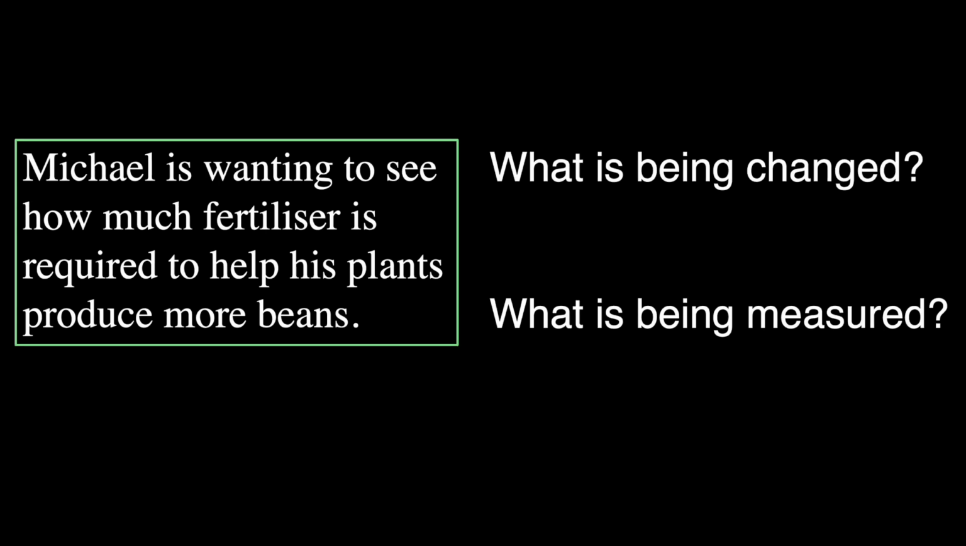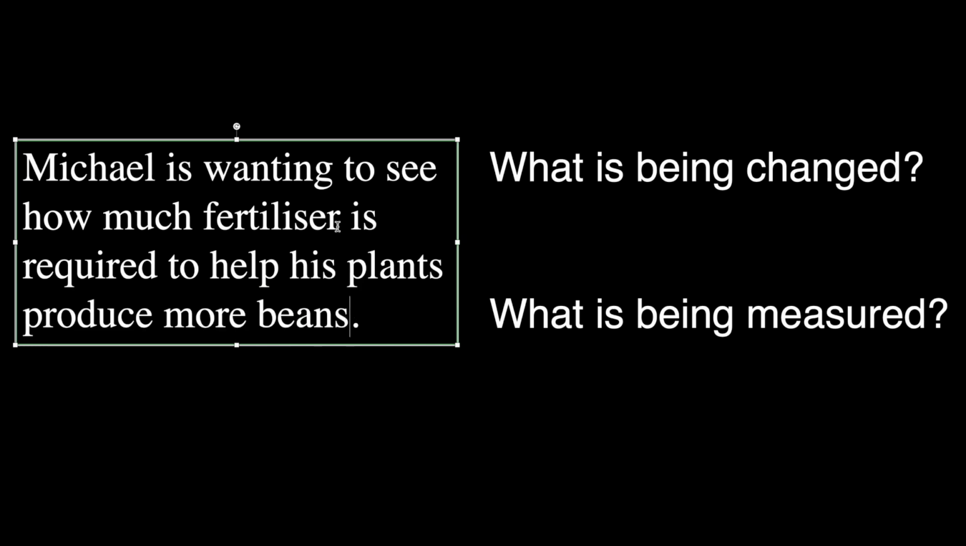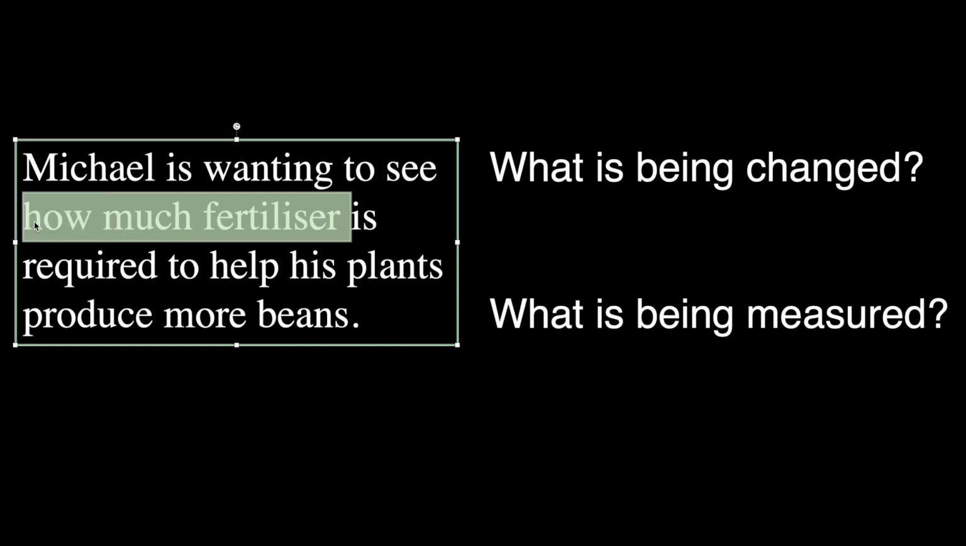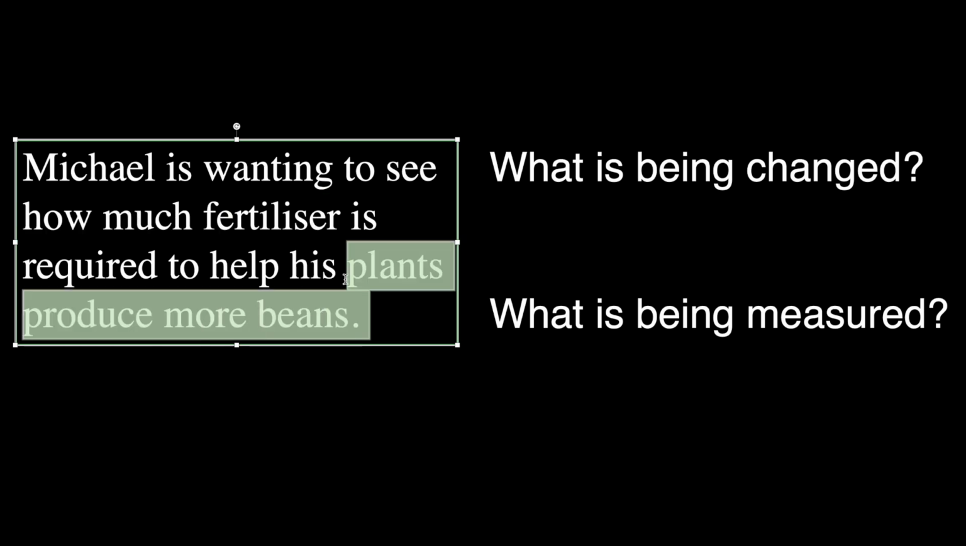Looking at this next one, Michael is wanting to see how much fertilizer is required to help his plants produce more beans. So what is Michael changing? He's not changing the amount of beans produced. He can't affect that really, but he is changing how much fertilizer he's using. So what is being changed is the amount of fertilizer he's using. What is being measured is the amount of beans his plants are producing.